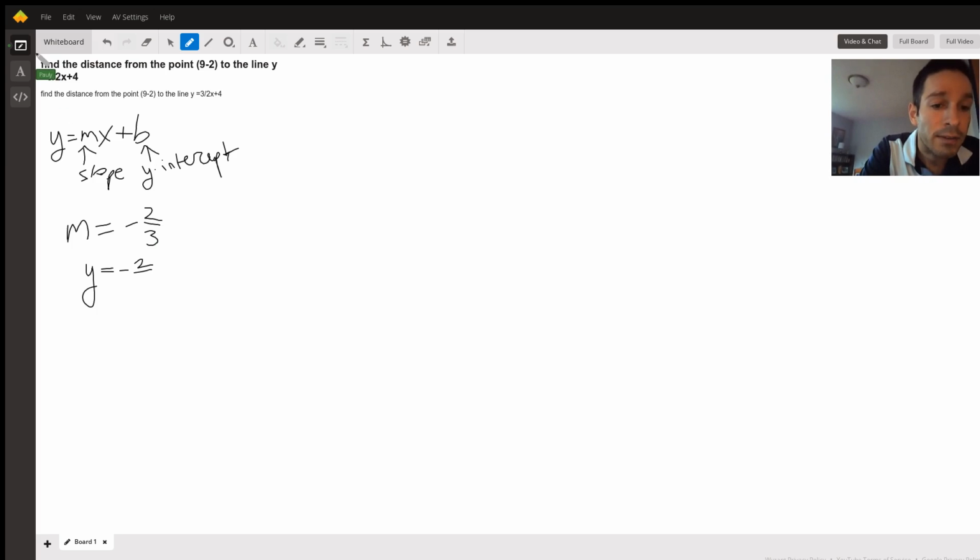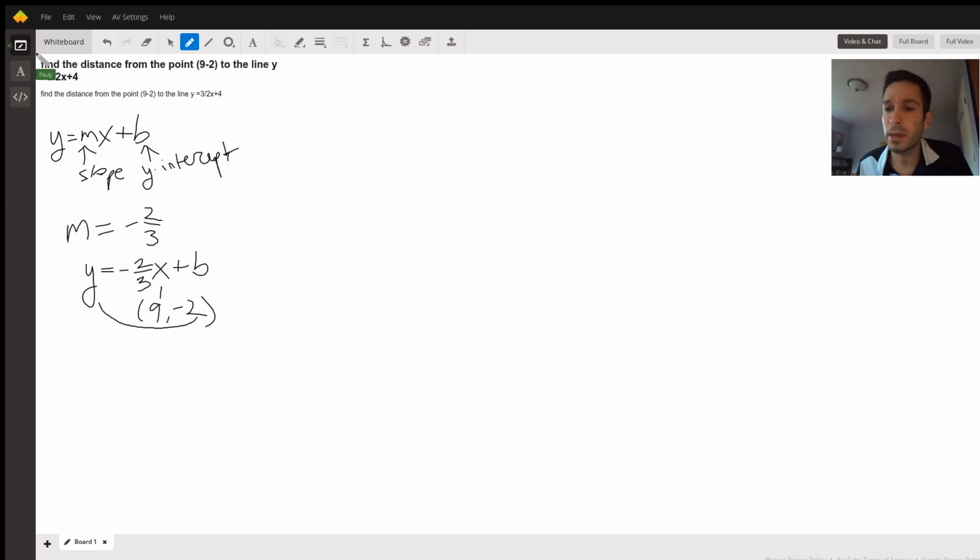We'll get our perpendicular line very soon. We still need to know b. We know that the point (9, -2) goes through this second line, so if y is -2 and x is 9, we should be able to get this b value.